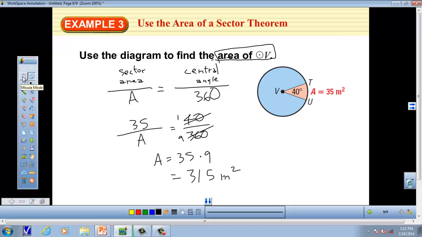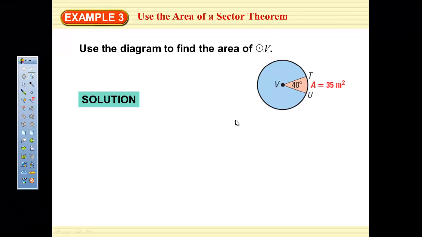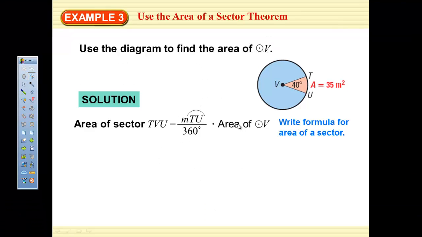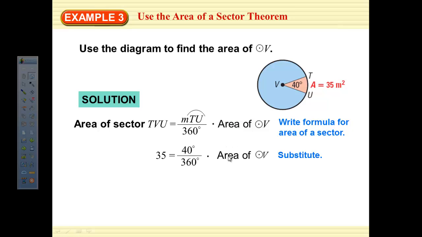Okay? And I think they make it a little bit more complicated, but we'll look at it anyways. Area of this, and then we have the conversion, and then the area of the whole thing. So 35 equals this. This is 1/9. So we'd multiply both sides by 9. We get 315 there.